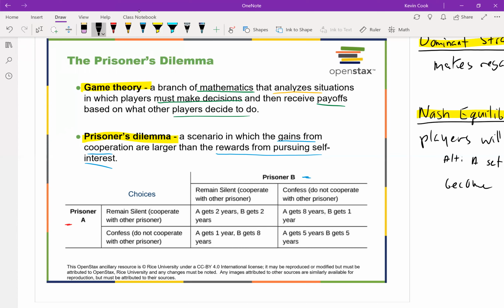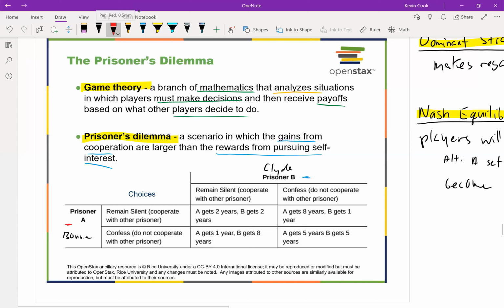If it helps, you can say we have Bonnie and Clyde, or whatever your favorite pair of criminals are. I'm going to start out supposing that I'm Bonnie, so I'm prisoner A first. In this case, I can do two things. When I'm making my decision of what move to make, I need to look at what I do if the other person cooperates or remains silent, or what I do if the other person confesses or does not cooperate with me.